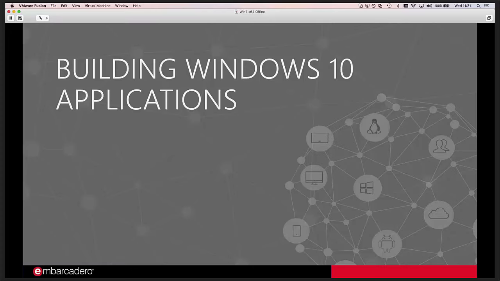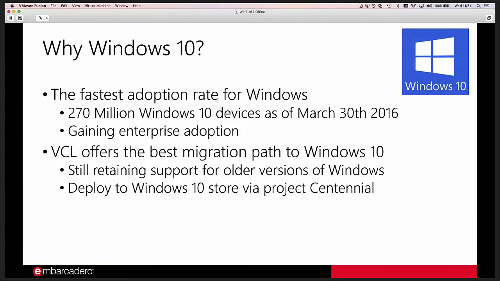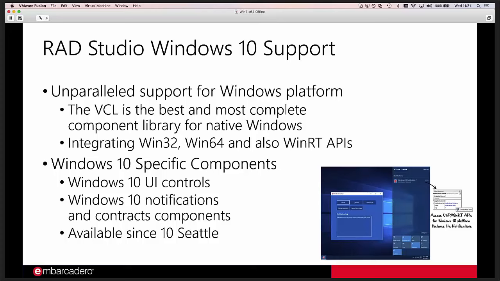So very quickly, I'm not going to spend too much time on building Windows 10 applications right now, but this is probably one of the key reasons why people are still looking into the very productive tools to quickly build applications that are Windows 10 compatible. Windows 10 is big on the market, growing very quickly. There's a lot of adoption, so Delphi and C++Builder developers are happy that RAD Studio supports Windows 10 very nicely. We have support for WinRT APIs.